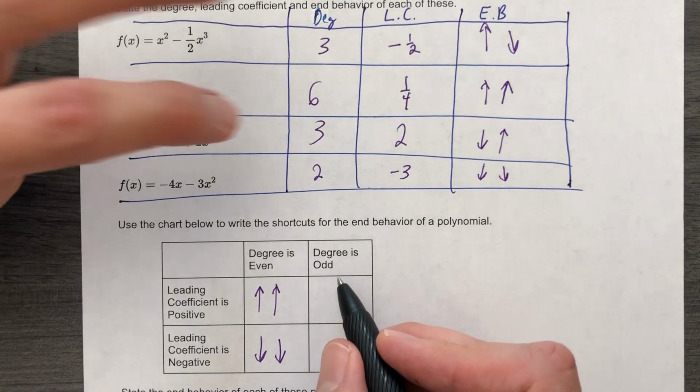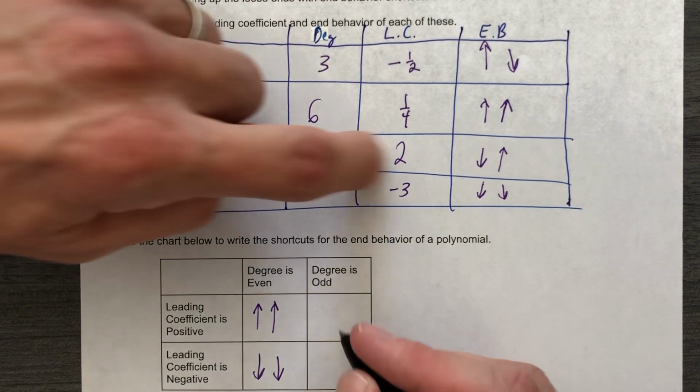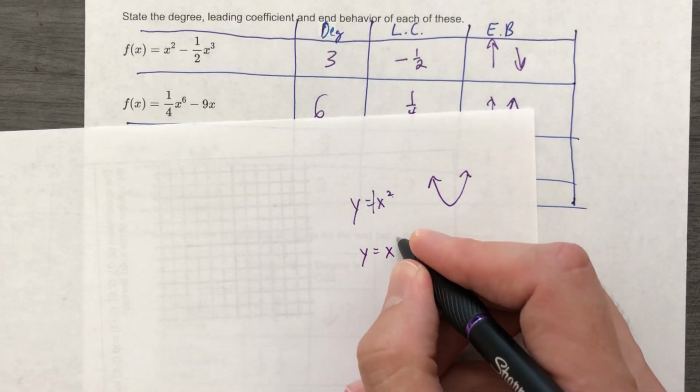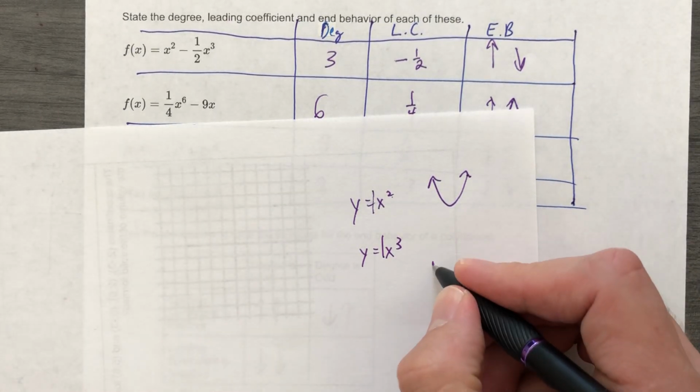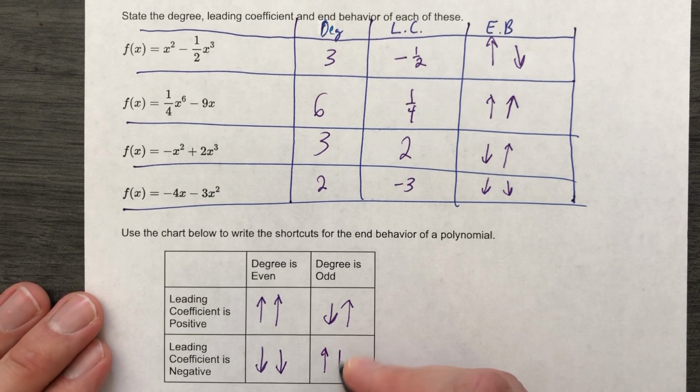All right, degree is odd. Leading coefficient is positive. We're in this situation. That would be down, up. Again, if you forget it, you know this. That's odd with a positive leading coefficient, and it would be like that, down, up. And then the opposite would be true for this one.